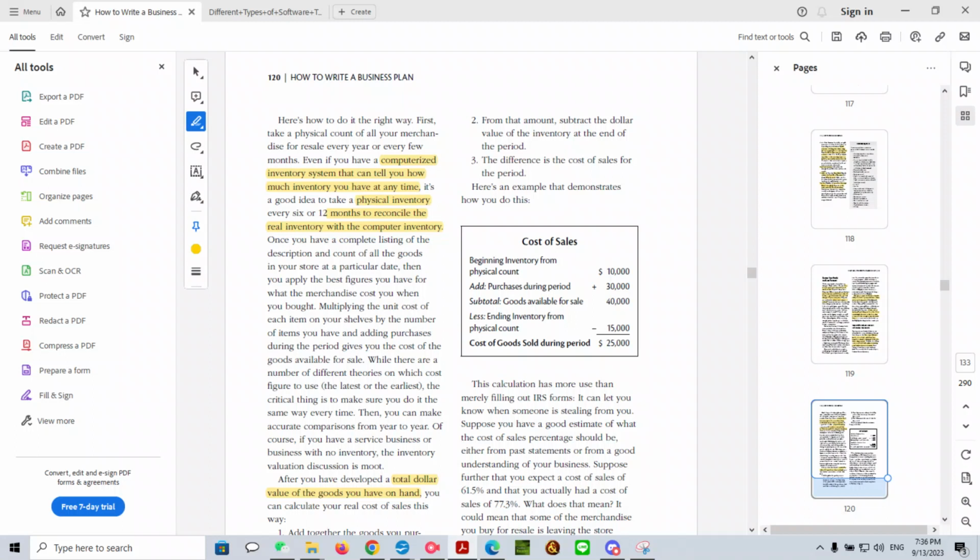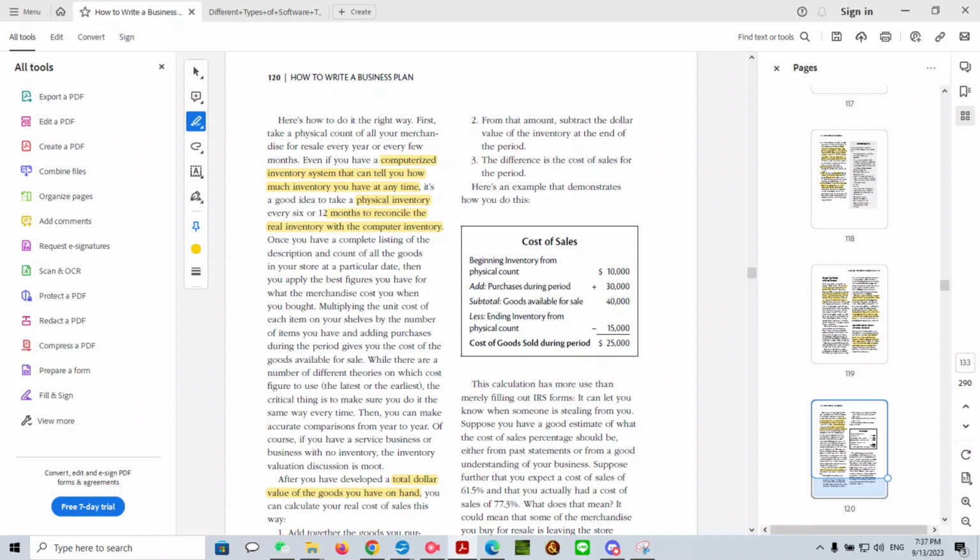Again, we need to consider what type of business we are in. Even if we're in a service-based business, we still need good records on how much things cost per sale, how much you are getting, and how much you are spending. You still need to consider that. But if we have physical inventory, that's even more, because we have to consider how many of each unit, how many do we have of each item.